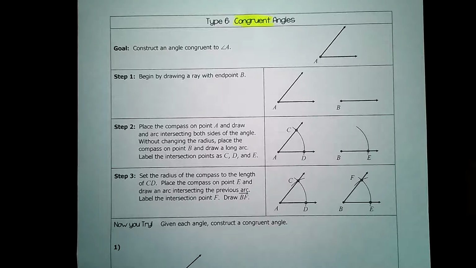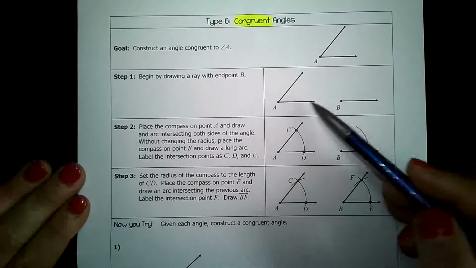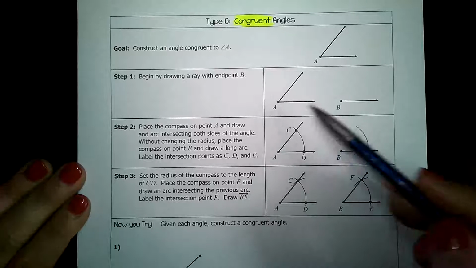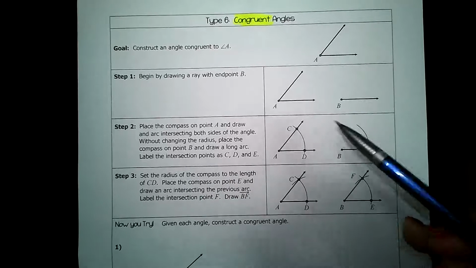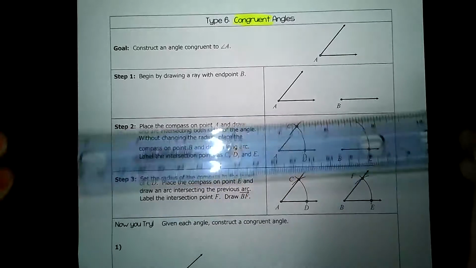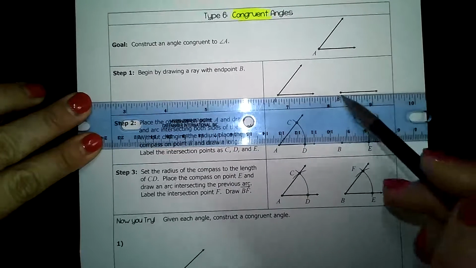Step 1. Here's the given angle at vertex A. It says begin by drawing a ray with endpoint B. So that's something you could do with your straight edge. Make an endpoint, draw a ray.